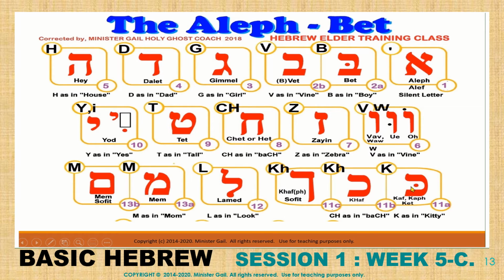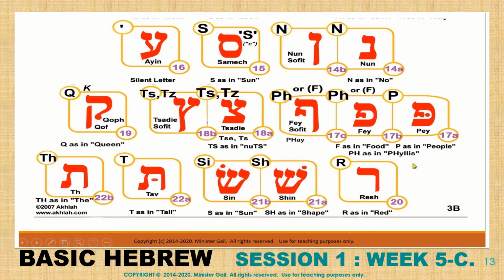K with a dot. Spelled K-A-F, K-A-P-H, K-E-T, it's all K, without the dot it's K-H, sometimes they put C-H. K-H, final or sofit, K-H, L, M, final or sofit, M, has the bottom that looks like the 90 degree angle, both M. N. Final or sofit N below the line. This is an S or soft C like face. It's rounded. Ayin. Ayin is the Egyptian I and it's just a mark, just like the Aleph.